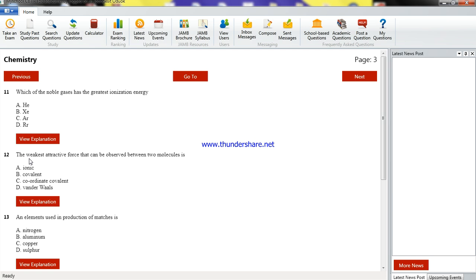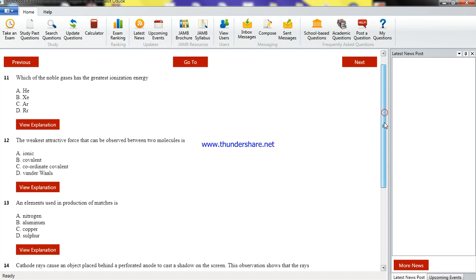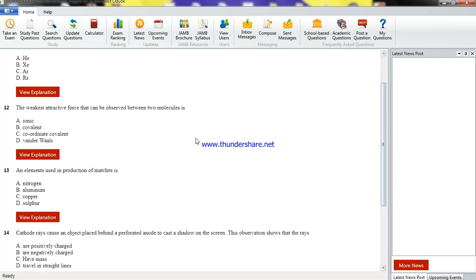Okay, the second question says the weakest attractive force that can be observed between 2 molecules is... All these are examples of attractive forces. Ionic, an example of ionic compounds is sodium chloride. Ionic compounds involve transfer of electron from the electropositive element, which is the electron donor, to the electronegative element, which is the electron acceptor. Those ionic compounds have high melting points and high boiling points.